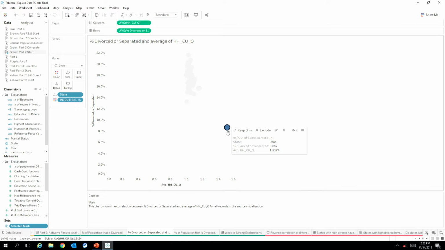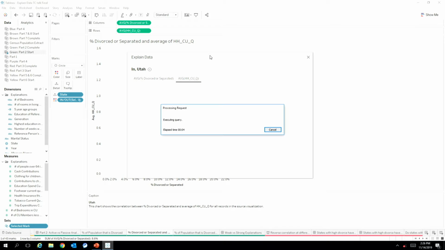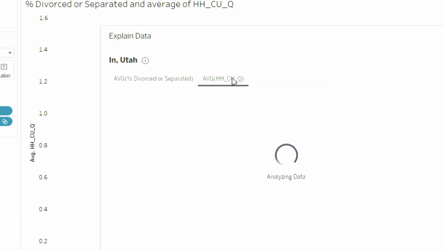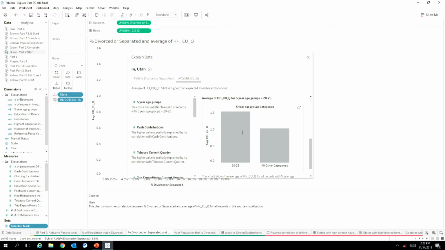And so what I'm going to do is just take this data point here and then re-explain it. So now, when I go select explain data, there's two different measures in this explanation. And so you can explain either one. You'll see up here, it's explaining the HHCUQ. We don't know what it means, but we're going to explain it. Okay, and so it's found this explanation here that a larger proportion of people in Utah are between the ages of 20 and 25, and that people between that age have a higher average HHCUQ. Okay, I don't know what to do with that.